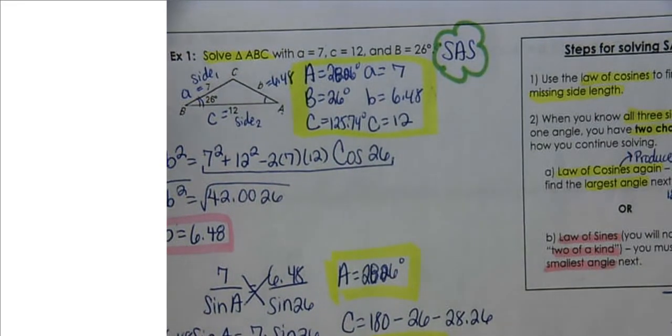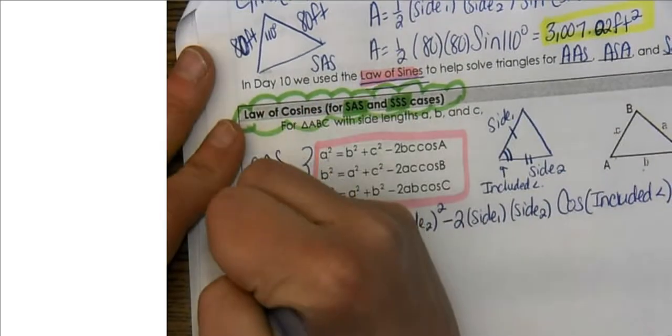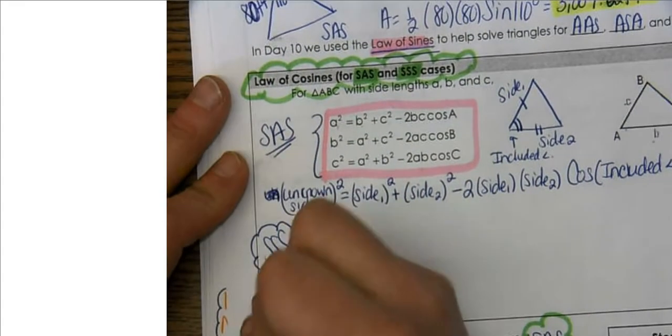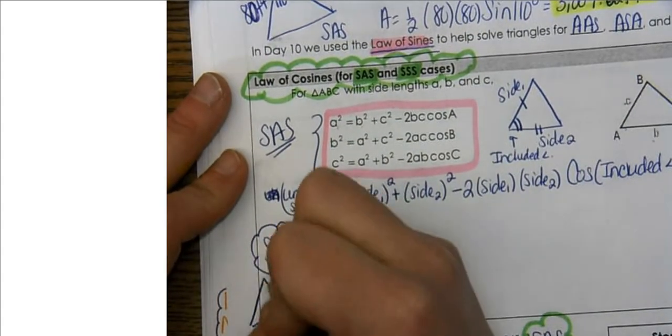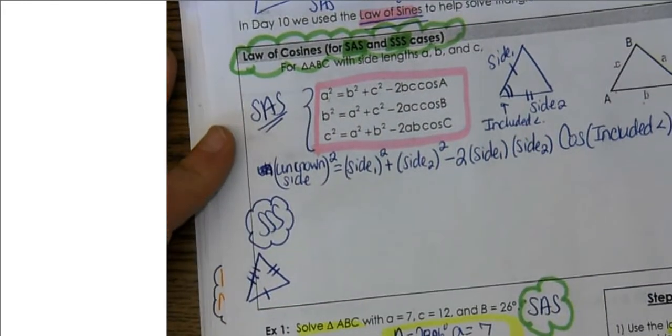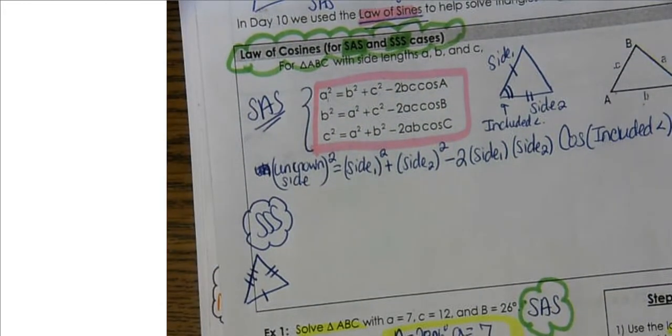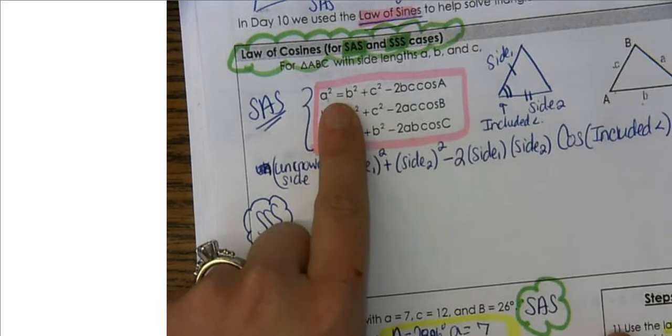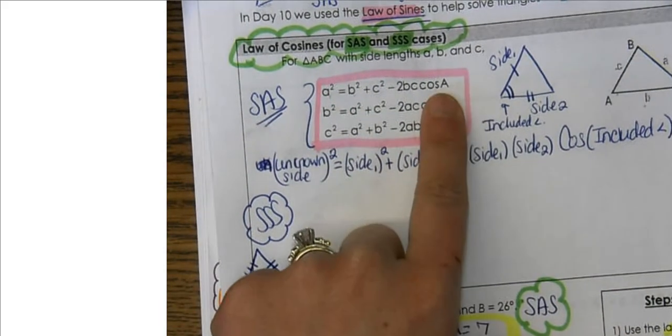But let's say that we are given side, side, side. If you are given side, side, side, that means you do not know any angles. If we were to draw a picture of what side, side, side would look like, we would know our 3 different side lengths. We wouldn't know anything else. So that would mean we would need to solve for an angle. So I'm going to take out our first equation, and I'm going to solve for angle A.